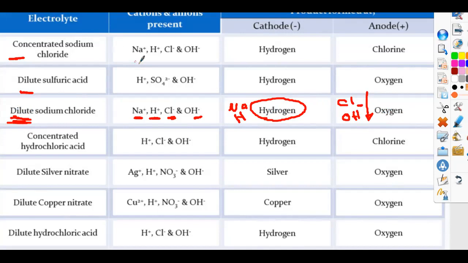But in the case of concentrated solution, it's different. At the cathode, it's the same result, but at the anode, by increasing the concentration, the chlorine is desired to oxidize. So with the difference in concentration, the chlorine takes its opportunity to be oxidized and evolve at the anode.